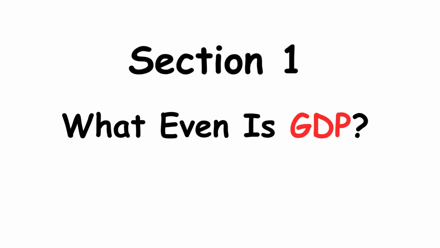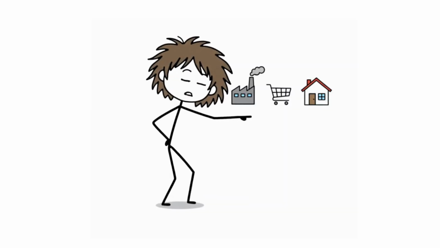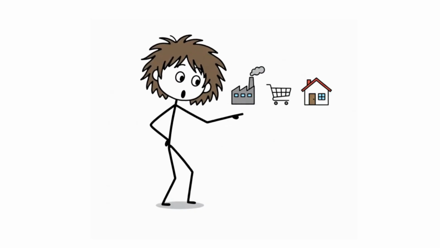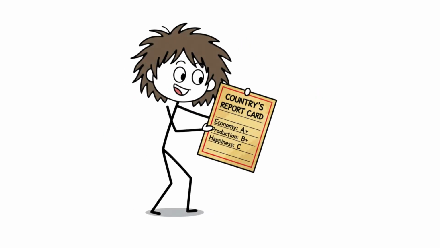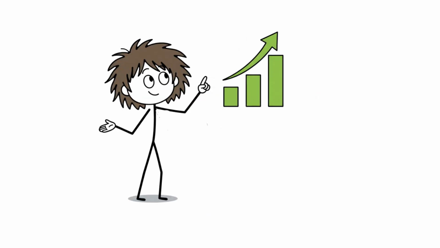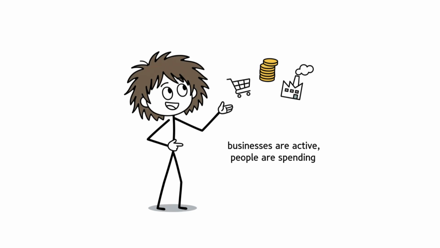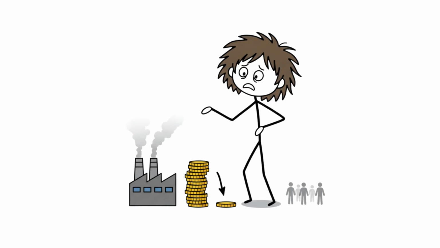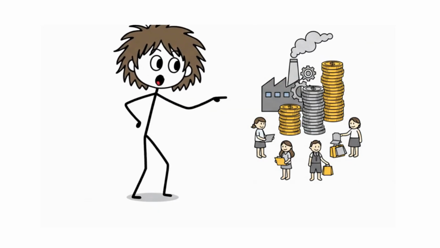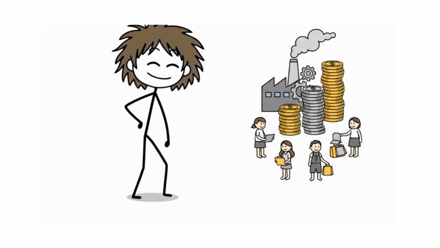Section 1. What even is GDP? GDP stands for Gross Domestic Product, basically the total dollar value of everything a country produces in a given period. Think of it like the country's giant report card. If the number goes up, things are generally good. Businesses are active. People are spending. If it goes down, that's usually bad news. Less production, fewer jobs, slower growth. In short, GDP measures how much stuff your country makes and how much people spend on it.